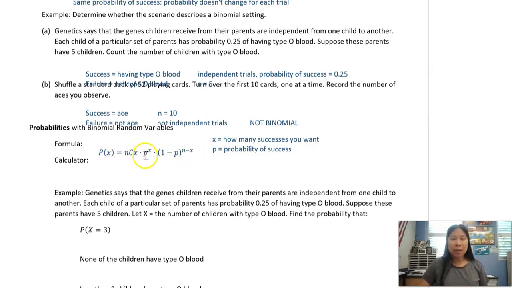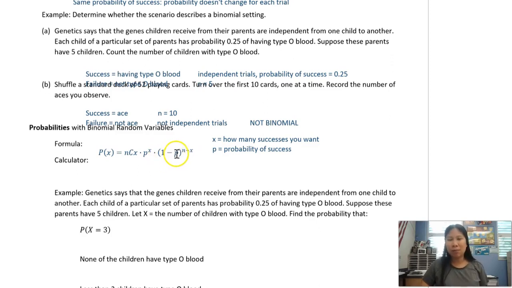Times P, which stands for the probability of success. Like in the earlier example about having type O blood, the probability of success would have been 0.25. Raised to the X power, again, X stands for how many successes you want, times 1 minus P. You can think about this as how many failures you want, really.